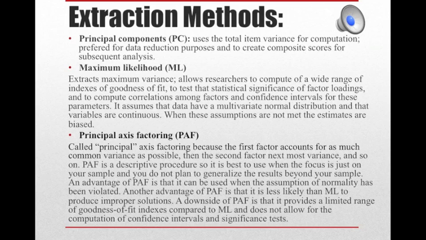The maximum likelihood method has the advantage of extracting the maximum amount of variance, but is based on the assumption of multivariate normality and assumes continuous variables. When these assumptions are not met, we can choose other methods, such as principal axis factoring. Depending on the statistical software we're using, we can also use the diagonally weighted least squares method, the mean and variance adjusted weighted least squares method in Mplus, or the Bayes estimation method, also in Mplus.